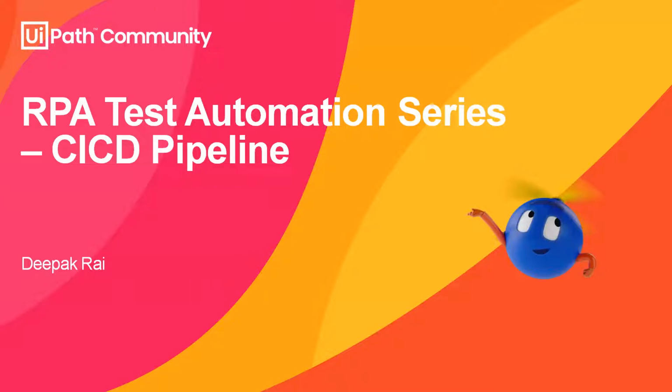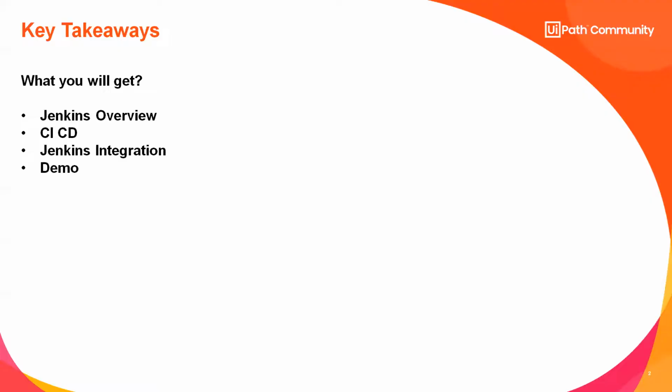So this is the 7th session of the test automation series, where I'm going to cover the CI/CD pipeline. Along with me, Amit, Rohit and Vibhor are co-hosts of the sessions. So we'll discuss here the Jenkins overview.